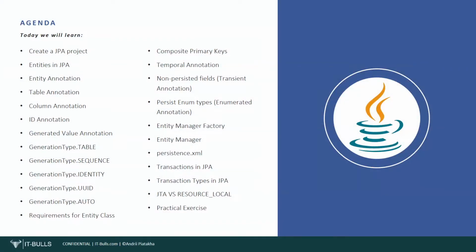In this lesson we are going to create our first JPA project and learn how to work with JPA entities. We are going to learn today many different annotations that are used to configure a JPA entity. Some of them are Entity, Table, Column, Id, and GeneratedValue annotations. Also, we are going to learn different ID generation strategies. I will explain requirements that we should follow during the creation of our entity class. We'll learn how to work with composite primary keys in a JPA entity.